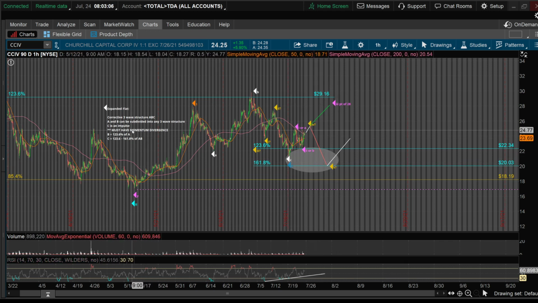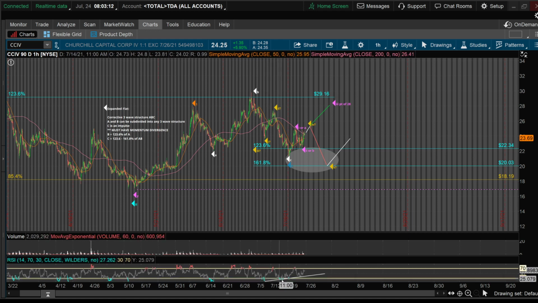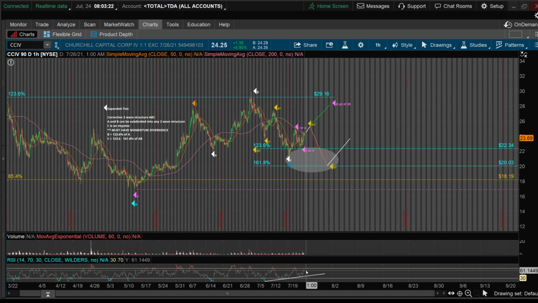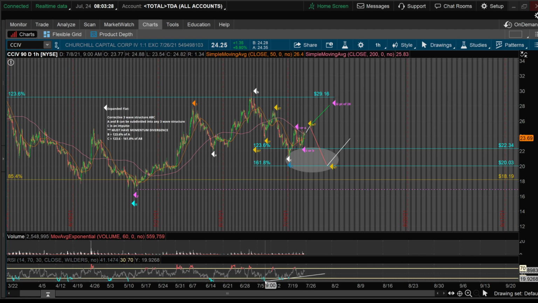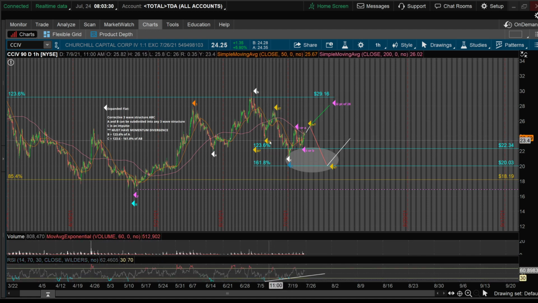The one thing that I did forget to talk about on this expanded flat is you must have momentum divergence. So if you look at the RSI, what are we seeing? We're actually seeing bullish divergence, which is a really good sign. And that could technically mean that maybe the bull count here is right and that we won't head lower, even though I am favoring the bear count. But with that being said, what are we seeing? Well, as you can see, we're making new lows.